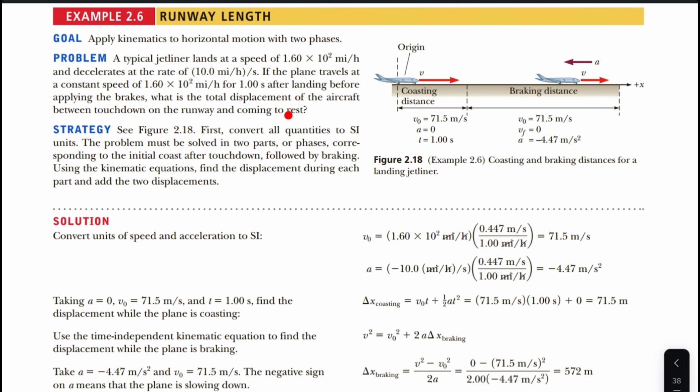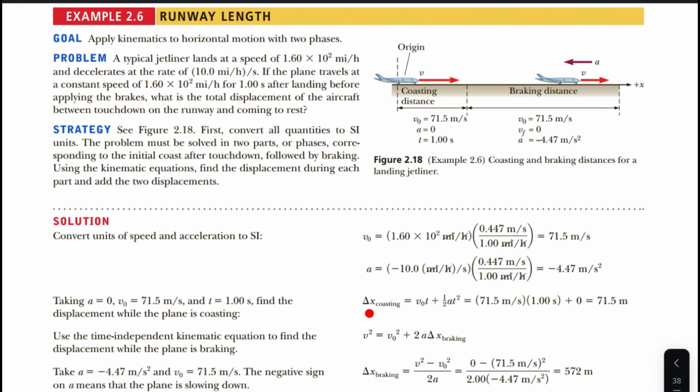So this is the key: V final for the aircraft becomes 0. Take a look at the solution given. V initial, we need to convert it first because it is given to us in CGS units. So this is a conversion factor, and then this is the SI unit of your V initial, as well as the A, which you need to convert first. And there is a negative sign. Why is it? Because it stated there that it decelerates.